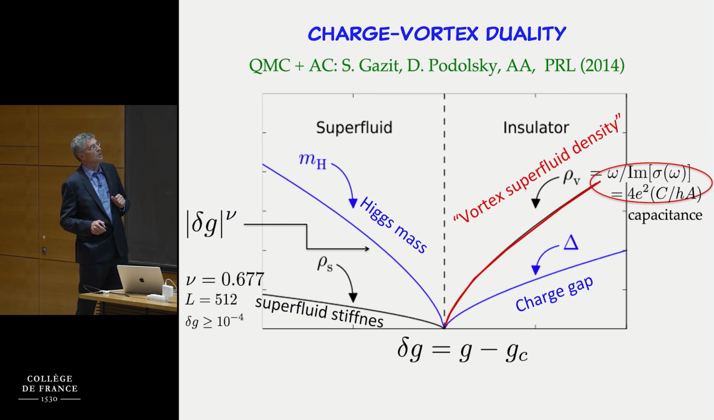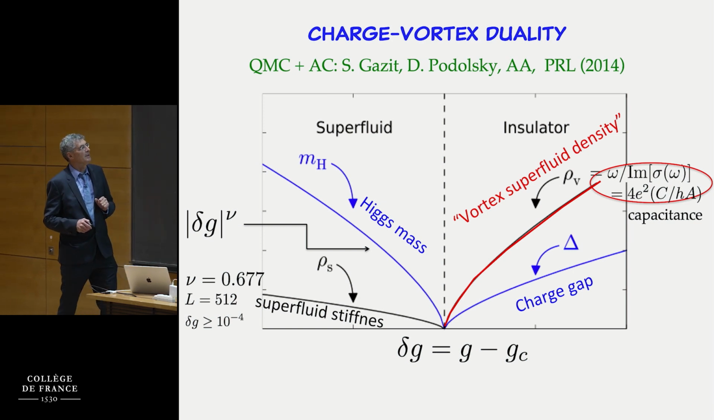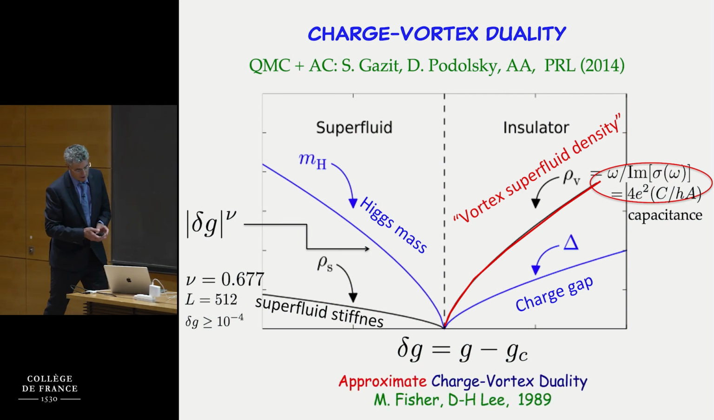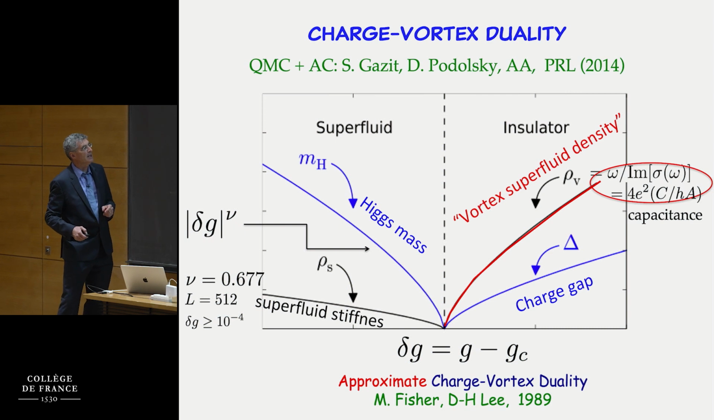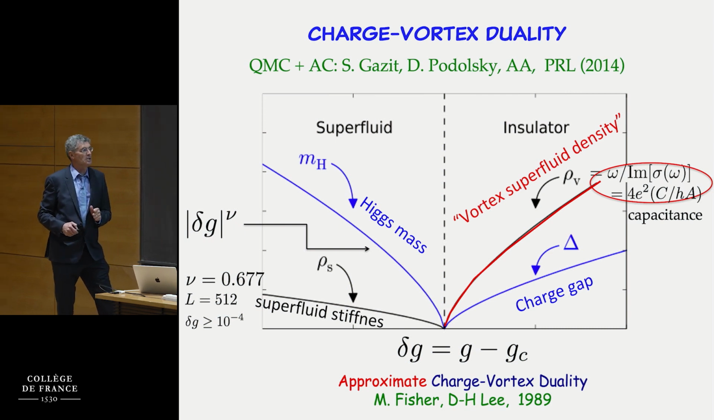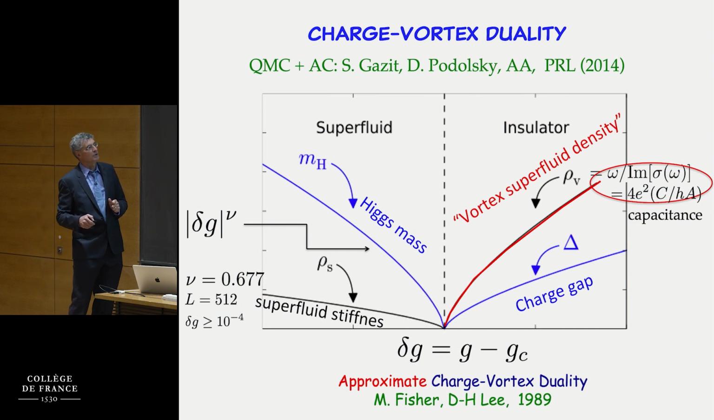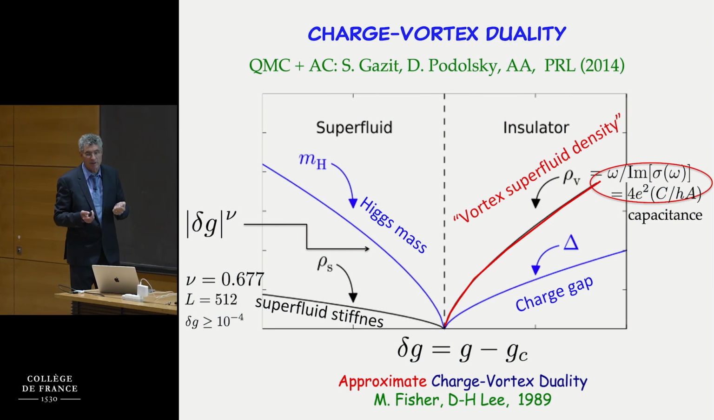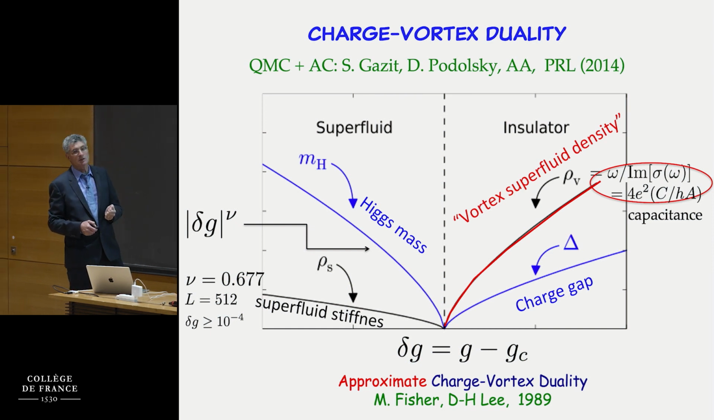And there is also a new object that could be measured. This was a theory by Matthew Fisher and Dung-Hai Lee that said that this quantum phase transition is interesting because it has duality between the charges on one side, on the superfluid side, and the vortices on the other side. So in other words, here you have a condensate of vortices, here you have a condensate of charge. And if you have a condensate of vortices, the question is immediately, what is their stiffness? So the stiffness is really the capacitance of the system here. And that capacitance could be measured.